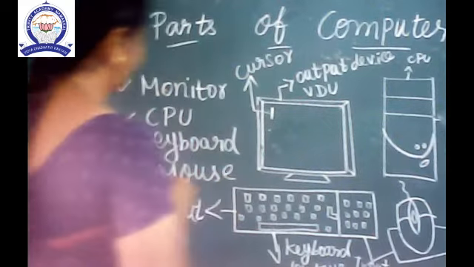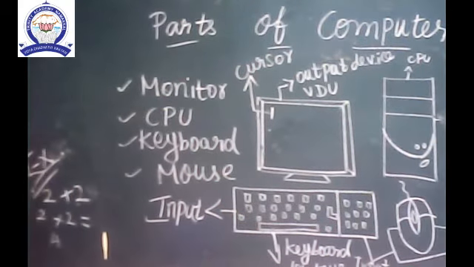See one more time. Monitor, CPU, keyboard and mouse. These 4 are the very, very essential parts in a computer. Isn't it? I just explained with an example also.